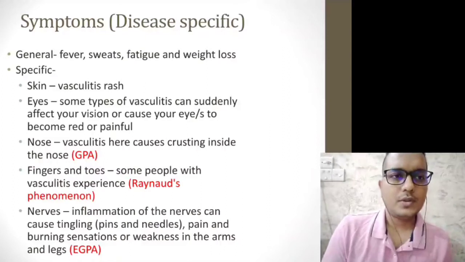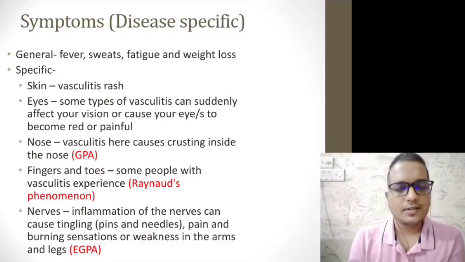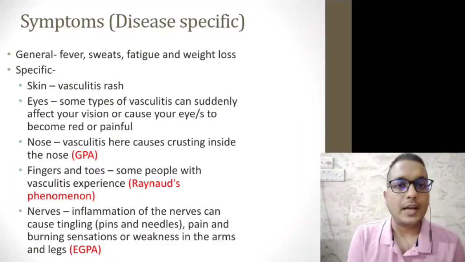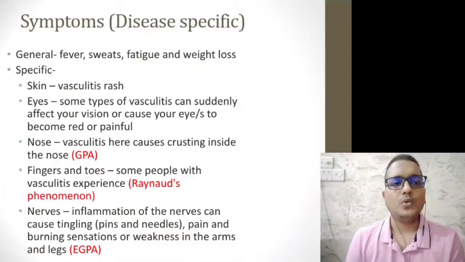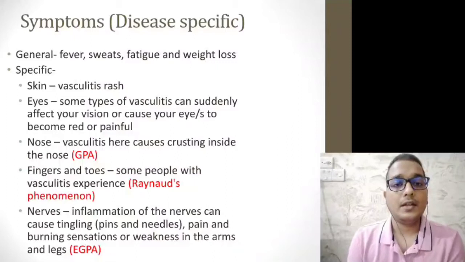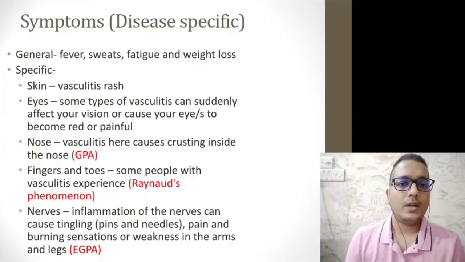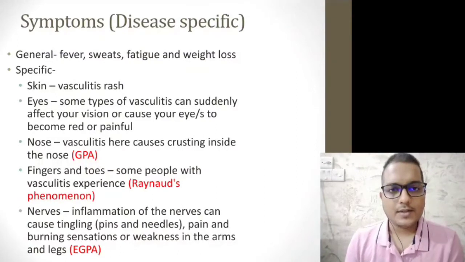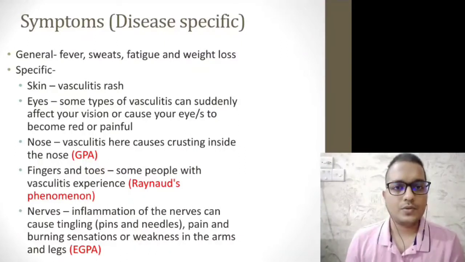So the nose, we need to know the nose, it is involved in GPA. And the fingers and toes, if there is ischemia and inflammation in the small vessels in the hands, there will be the vasculitic experience, and this symptom is called Raynaud's phenomenon. There is pain and tingling in the fingers and toes, which we know as Raynaud's phenomenon.